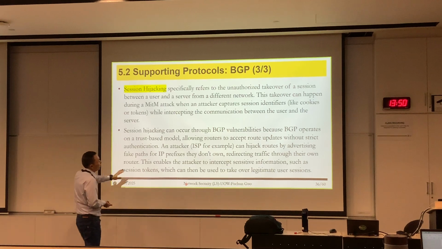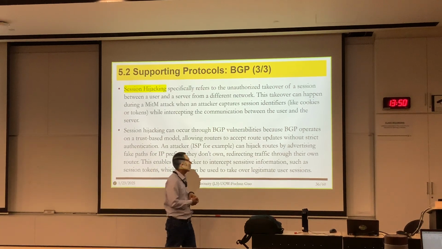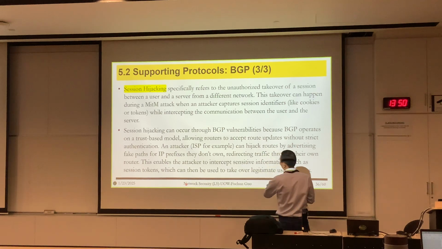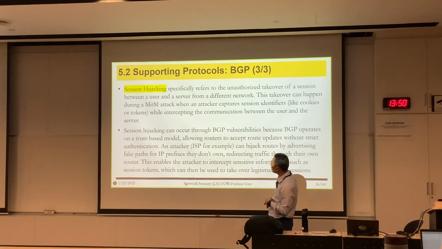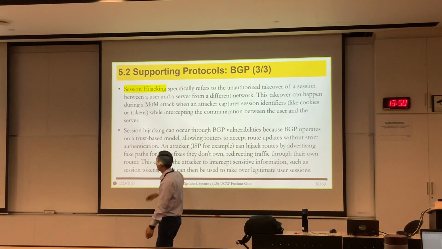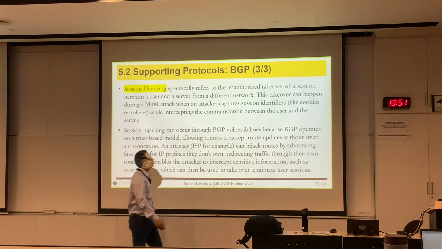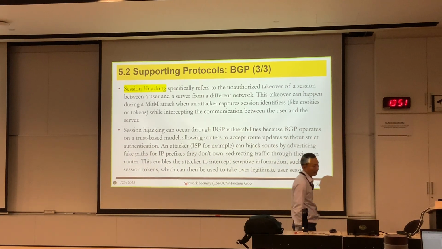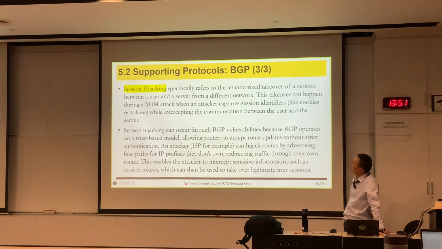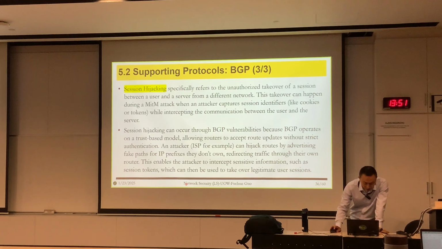And this kind of attack enables the attackers to intercept sensitive information between Alice and Bob, such as session tokens or other sensitive information. It means that I can run eavesdropping attacks on Alice and Bob. And that's the session hijacking attack. Okay, and these are the last supporting protocols I have mentioned, with their vulnerabilities. And the next one is the IPsec protocol.